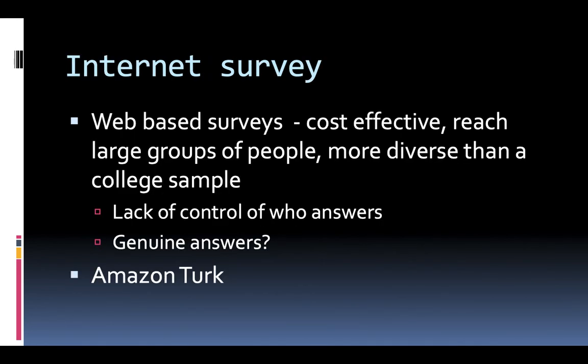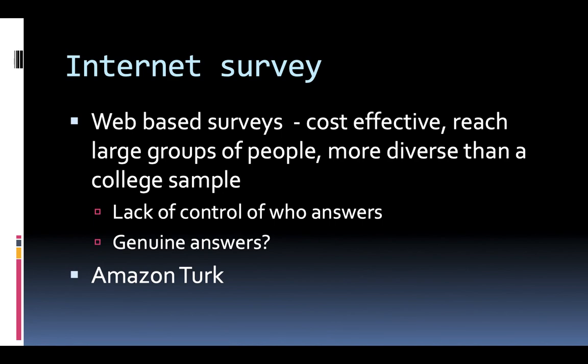You probably have seen these before. A lot of websites, if you go to purchase something, will ask you for your opinion in a little pop-up, like how the website function was. So web-based surveys are great. They're very cost-effective. They can reach a large group of people, and they're more diverse than college samples, like someone walking around on a college campus to get people to fill out their survey. The problem is that we have a lack of control of who answers and if they gave genuine answers.